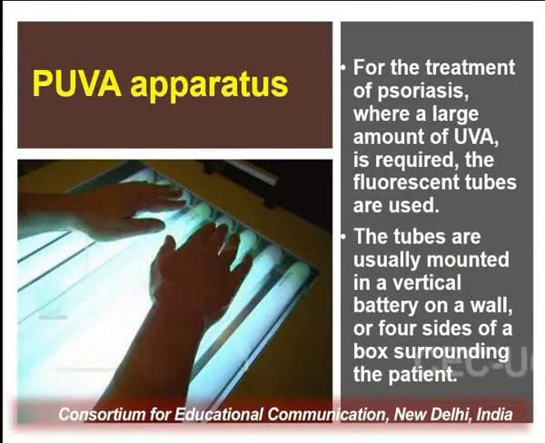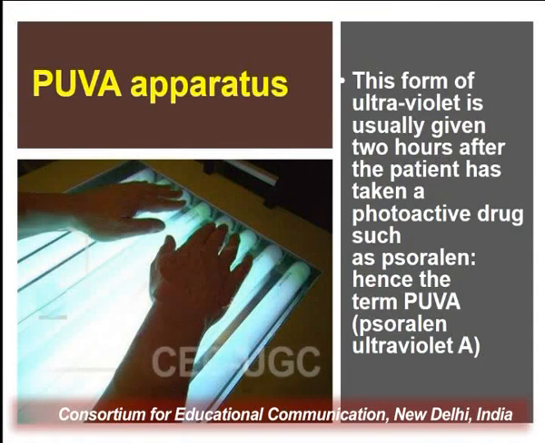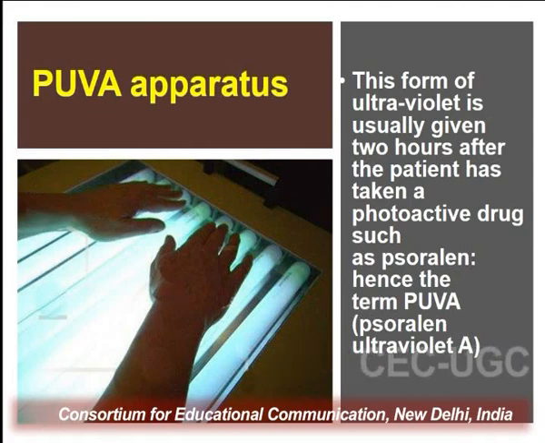Then, PUVA apparatus. For the treatment of psoriasis, where a large amount of UVA is required, fluorescent tubes are used. The tubes are usually mounted in a vertical battery on a wall or on 4 sides of a box surrounding the patient. The ultraviolet is usually given 2 hours after the patient has taken a photoactive drug such as psoralen. Hence, the term PUVA is psoralen ultraviolet A.